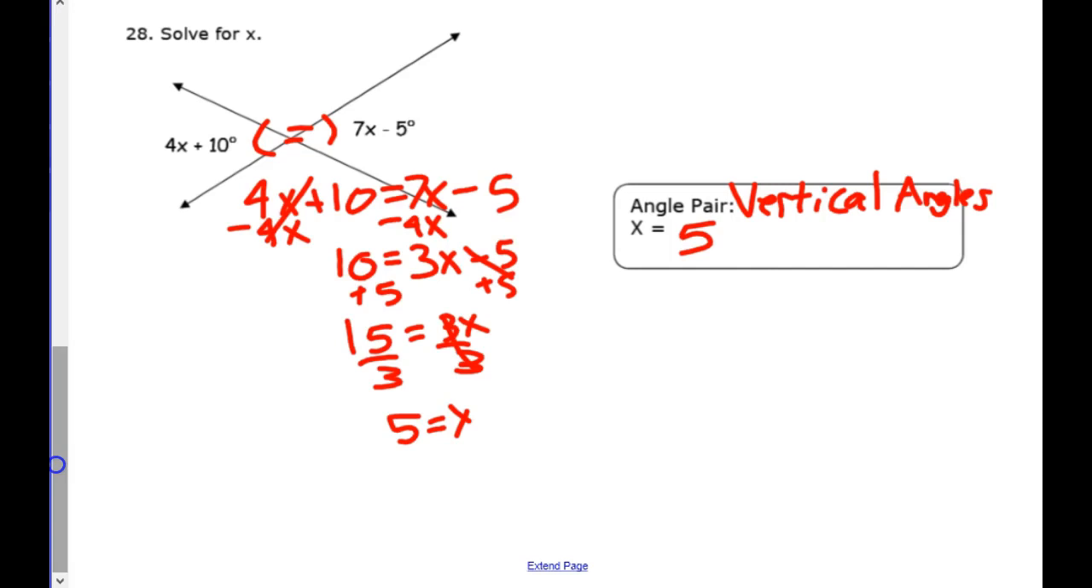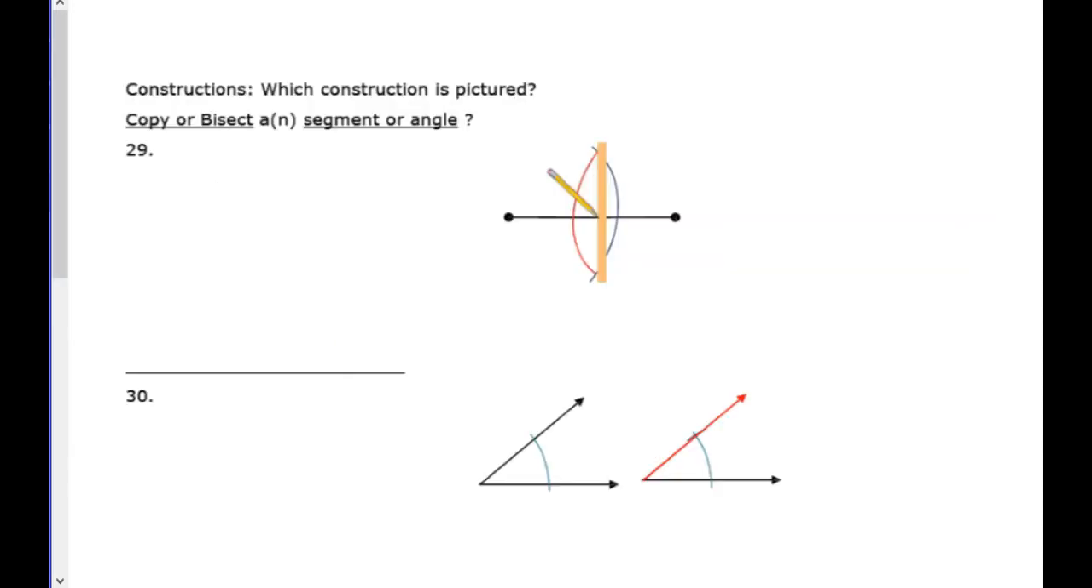Okay. Let's go to the next page. Okay. Now you're just telling me, is it copying or bisecting a segment or an angle, okay, from the picture. So on 29, remember, whenever you're at this step, drawing this line straight down the middle, you're bisecting a segment.